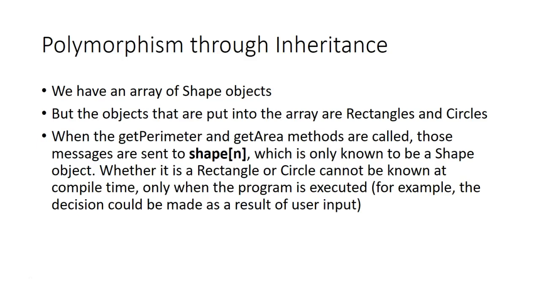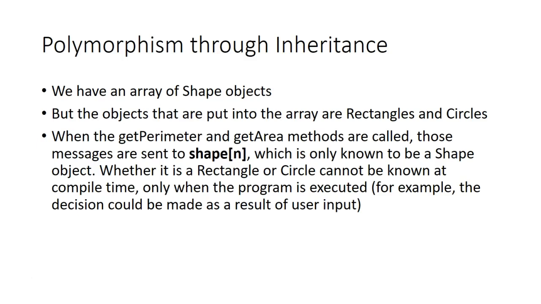So this is what we did. We had an array of shape objects. We put rectangles and circles in there, and then we sent getPerimeter and getArea messages to those objects, and all we knew about them was that they were shapes. And we can't know at compile time what it is exactly that we're talking about.